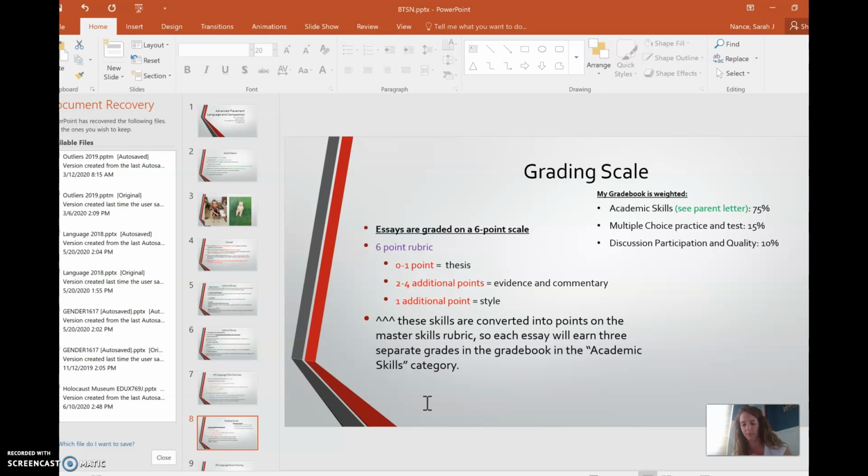So that's an easy skill for me to put in for their essay in the grade book. And they can get anywhere from actually really 0 to 4, just an additional 2 to 4 points on their evidence and commentary, and then 1 additional point on style. And so those skills in my class will be converted into points on the master skills rubric. Again, I'll go ahead and put that in the shell for you to consult as well. So each essay that they write will earn 3 separate grades in these categories in that academic skills category. So if you have questions about that, please don't hesitate to ask. It's totally a new thing in education, but we find that students just do better when they do standards-based grading, and I'm excited to do it in AP finally.